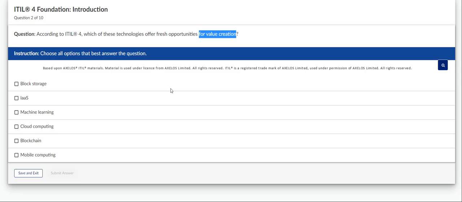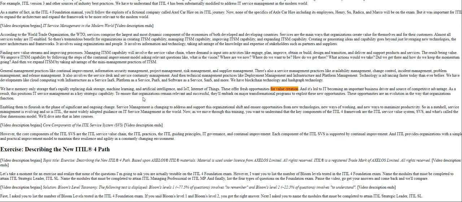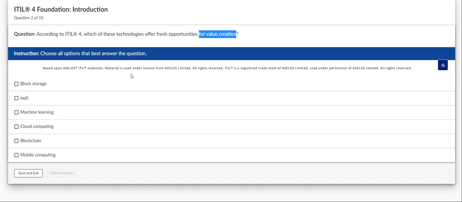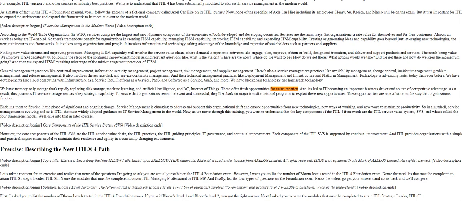So it's not here. Machine learning. Fresh opportunities. Okay, technology is advancing faster today than ever before. We have developments like cloud computing with infrastructure as a service, IaaS, platform as a service, PaaS, and software as a service, SaaS, and more. We have blockchain technology and hash graph technology.